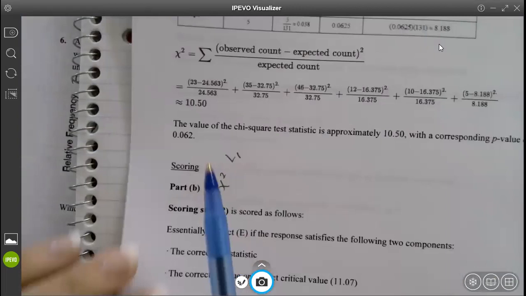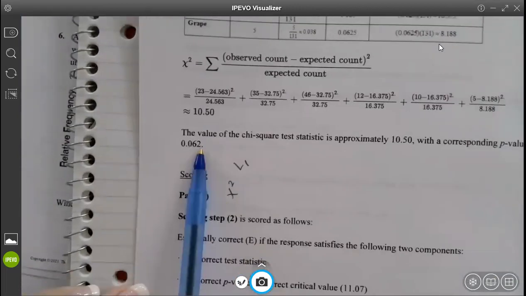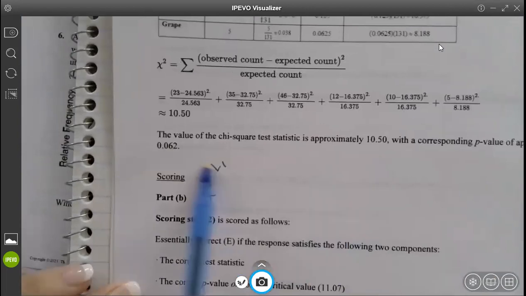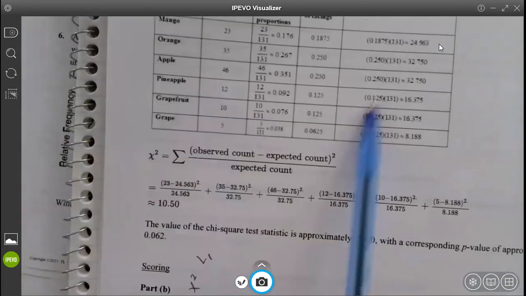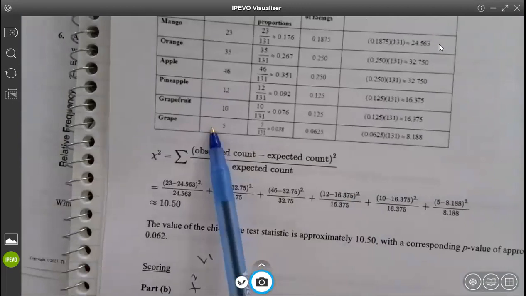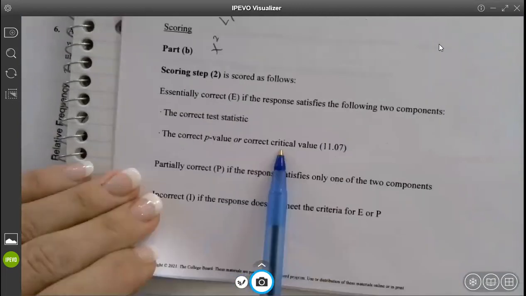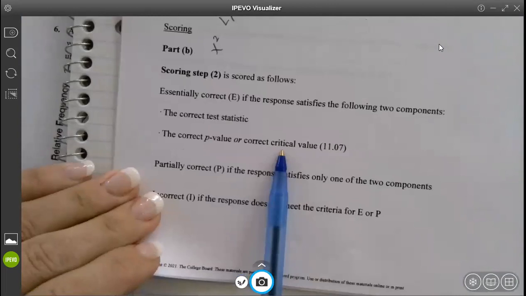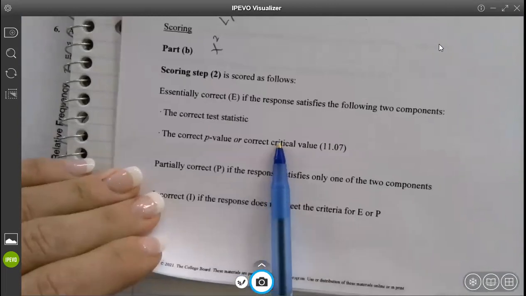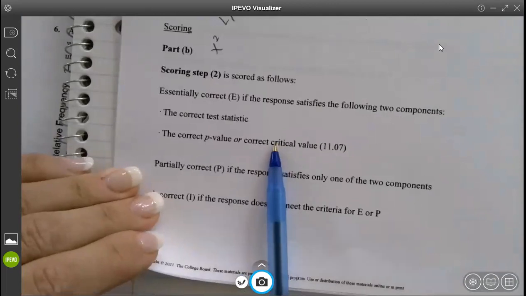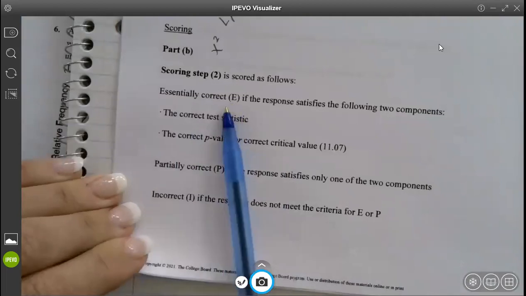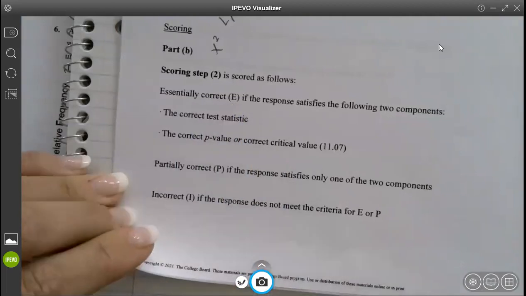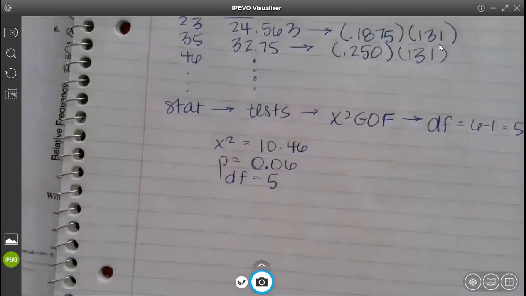All right. So then the next part, still in part B, asks you about the value of the chi-square, which is 10.50 with a corresponding p-value of 0.06. So if you have the correct test statistic, did it say that you had to have all this chart that they have? No. And you have the correct p-value. Understand if you have the incorrect p-value, they will look at your work to see where you messed up, if that makes sense. As long as you have those 2, you get the E for that. Got it? Any questions on how I got that?